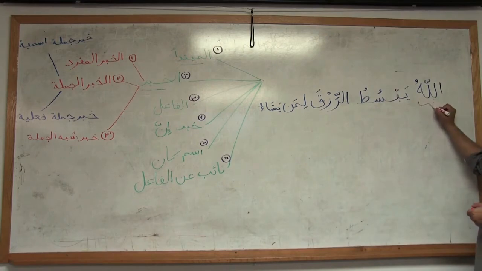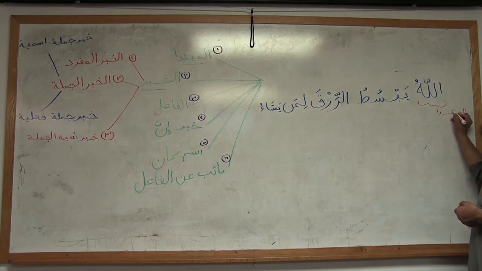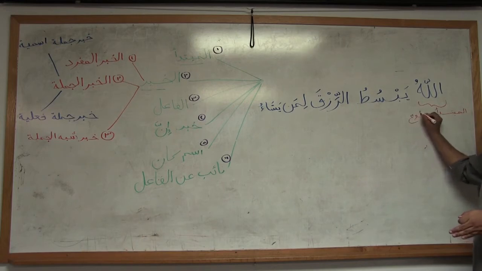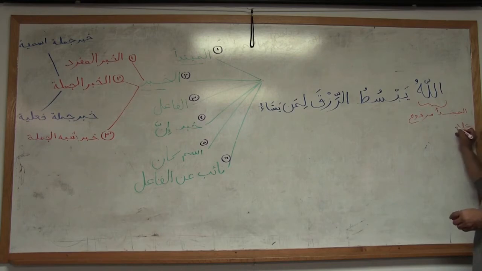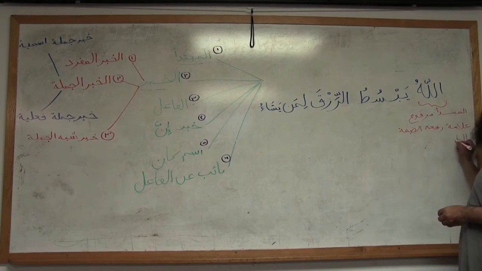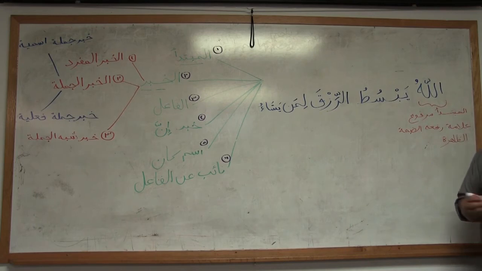So this is your al-mubtada. It is marfu, excellent. The alamat al-raf' is the dhamma, al-dhahira. Excellent. Now, where's your khabar?